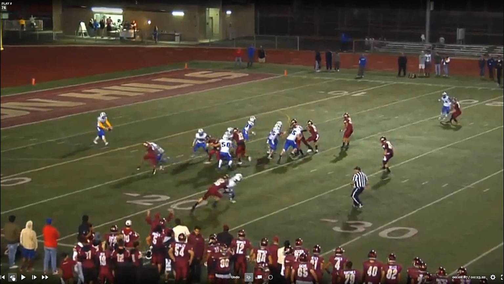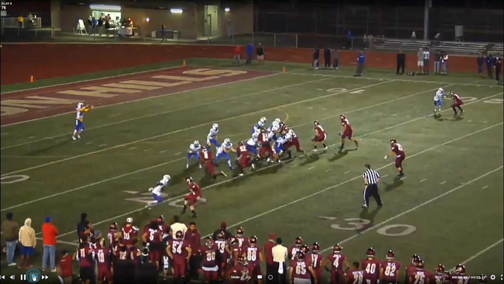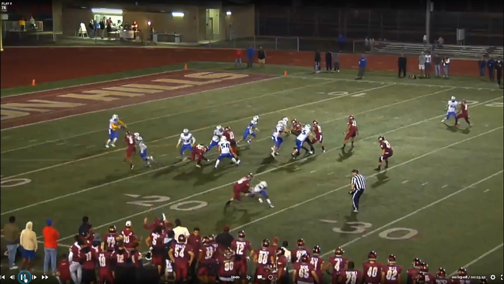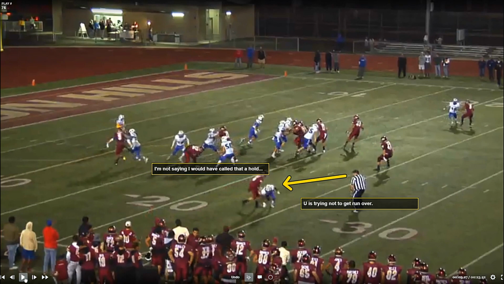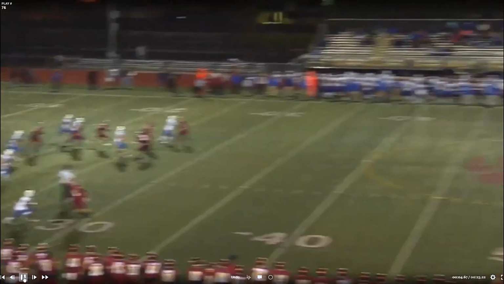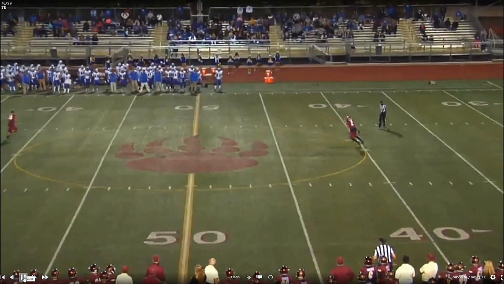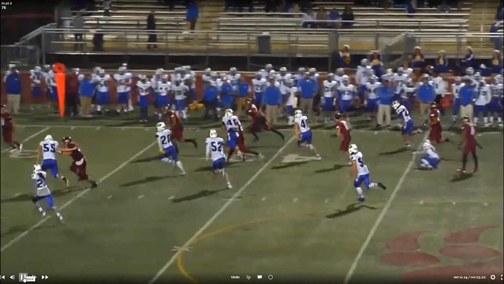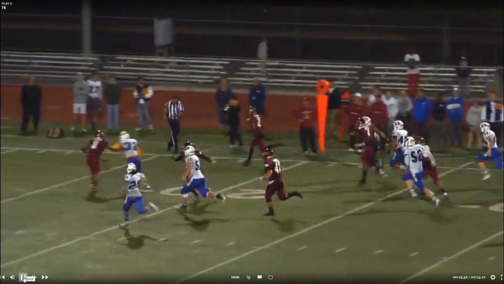So I don't know if you caught that hold, he grabs him, spins him right there. Steve is not saying that's a hold necessarily. You don't see it because he's trying not to get run over. Let's take a look at the rest of this play. R makes a reception. Nice cut. He's taking it to the house, right?